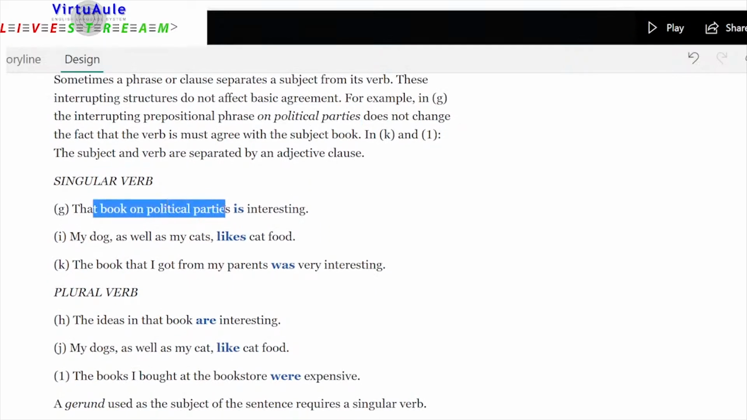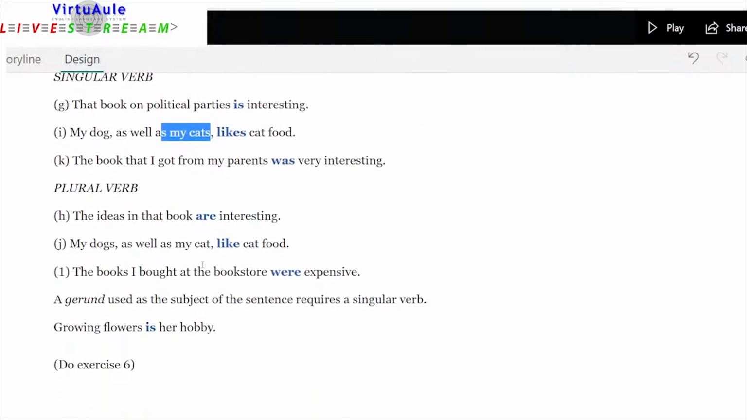That book on political parties is interesting. Okay, even if we are talking about parties, we have a singular idea because the subject is the book. My dog, as well as cats, likes cat food. My dog likes cat food, as well as doesn't really affect this agreement. The book that I got from my parents was very interesting. Okay, still talking about a book, and it's singular, so was.